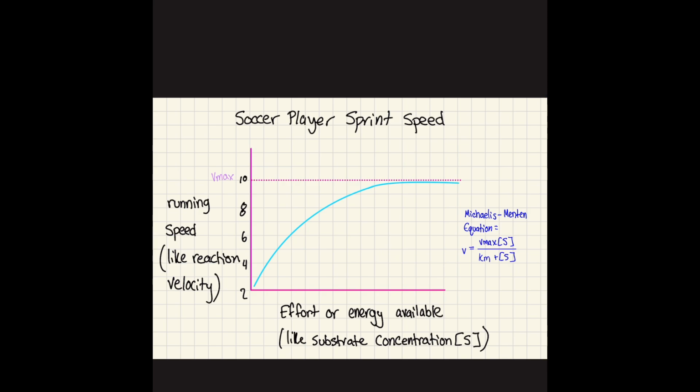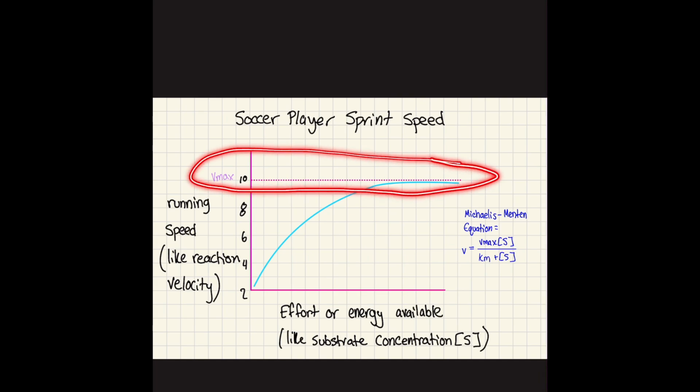At first, when substrate is added, it's like giving the player more energy, and the enzyme speeds up quickly. But eventually, all the enzyme's active sites are busy and can't go any faster. This top speed is called the Vmax. We can estimate the Vmax being around 10, as we can see here.